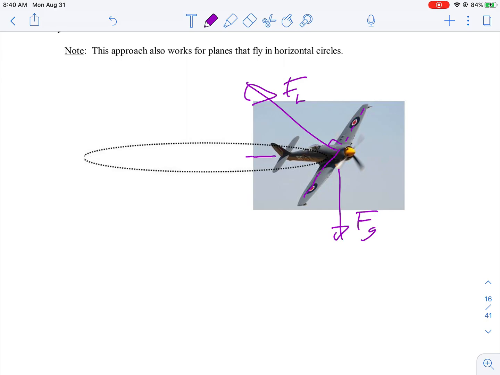And it causes an acceleration towards the center. And can you see that this is pretty much the exact same thing as a banked corner? That's why we call it banked wings. It's just instead of Fn, now we talk about F lift. Good, so now you know how to deal with planes as well.